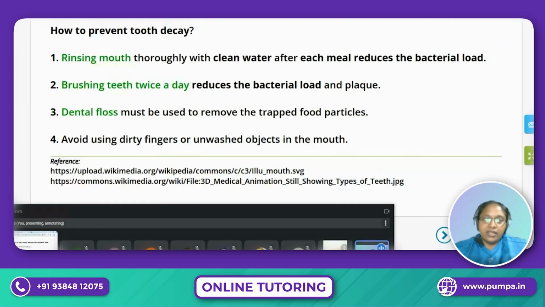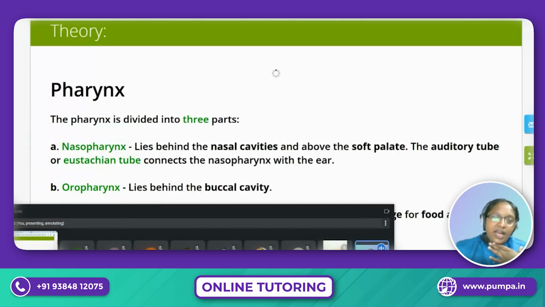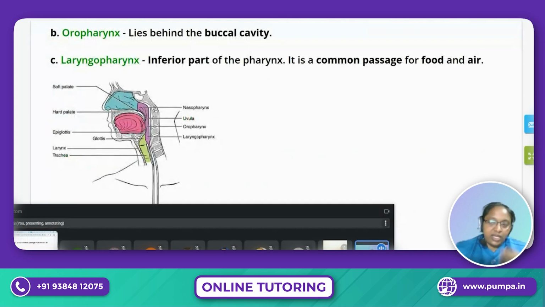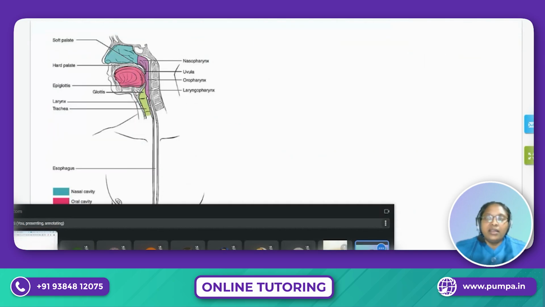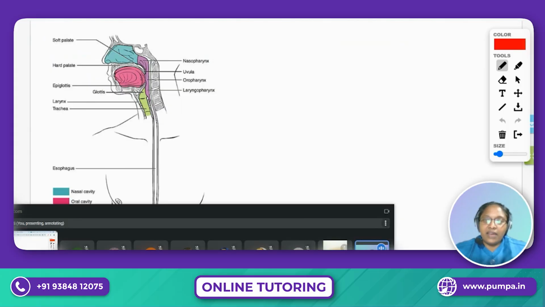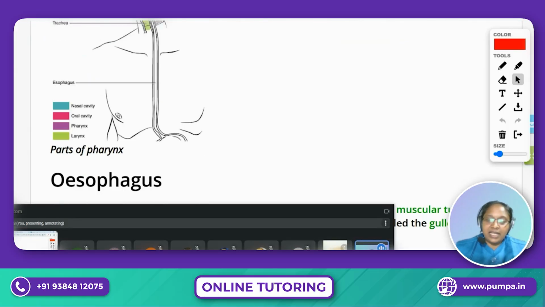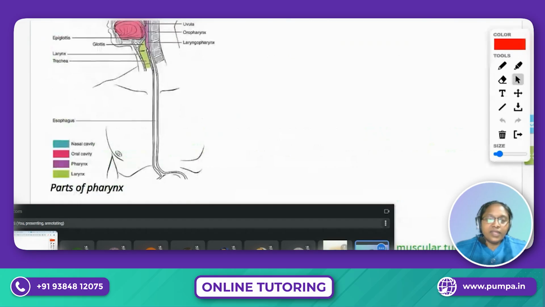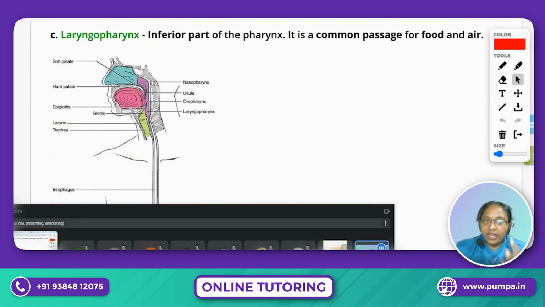Next is the pharynx. We have seen about the mouth, right? Next to that, the throat region, we have the pharynx, and the pharynx has 3 parts in it: nasopharynx, oropharynx, laryngopharynx. Nearby the nose, the part of the pharynx is called the nasopharynx. Oropharynx. Yes, 3 parts of the pharynx: naso, oro, laryngopharynx.